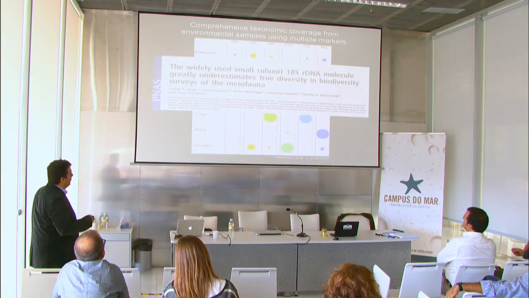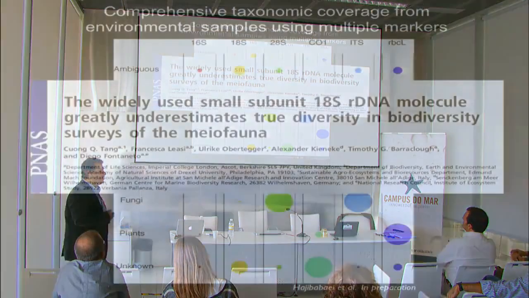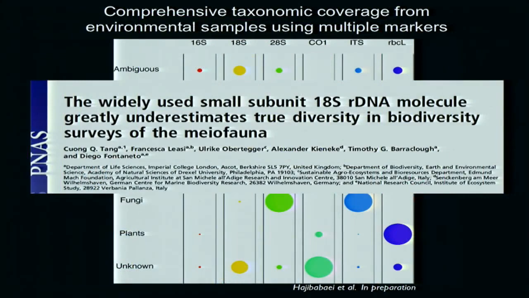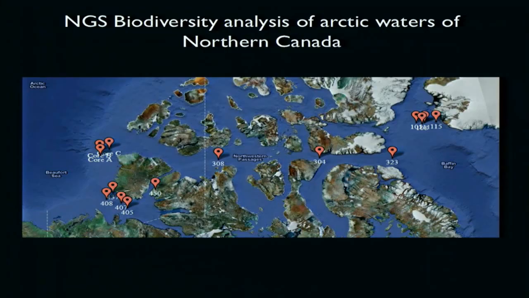Now, if you go with one marker, there are some challenges. Like 18S is a good overall biodiversity marker, but it's going to miss species like crazy. So you see, this was a paper that came out about 2 weeks ago that shows this widely used marker has the limitation of greatly underestimating the diversity in a survey of meiofauna. So if you do a multi-marker approach, I think you can escape situations like this.